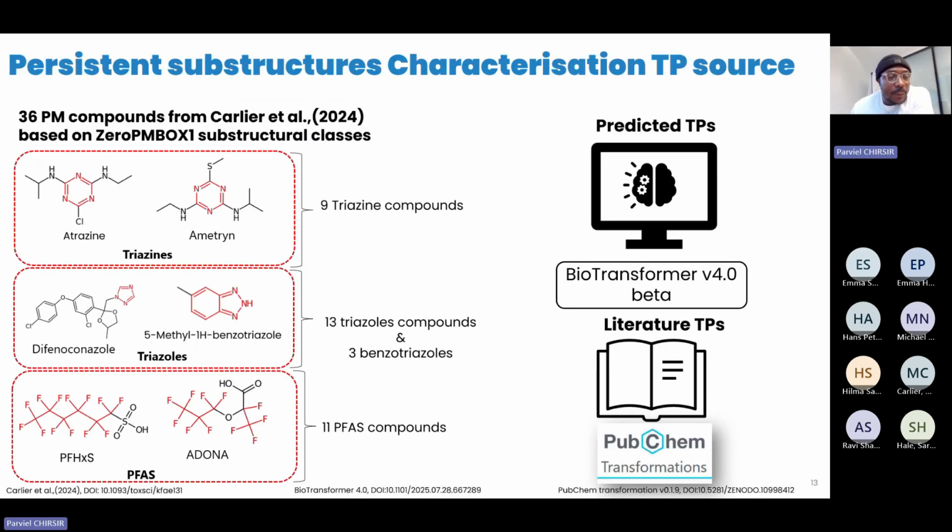For the second part, we had 36 PM compounds from the Carlier et al. study. So Maxime Carlier, who is also present in this call, investigated some of these substances. These substances were based on the triazines, the triazoles, and the PFAS subgroups. Since some of these compounds already had transformation products in the PubChem database, I basically predicted the transformation products for these and downloaded the already available literature transformation products.